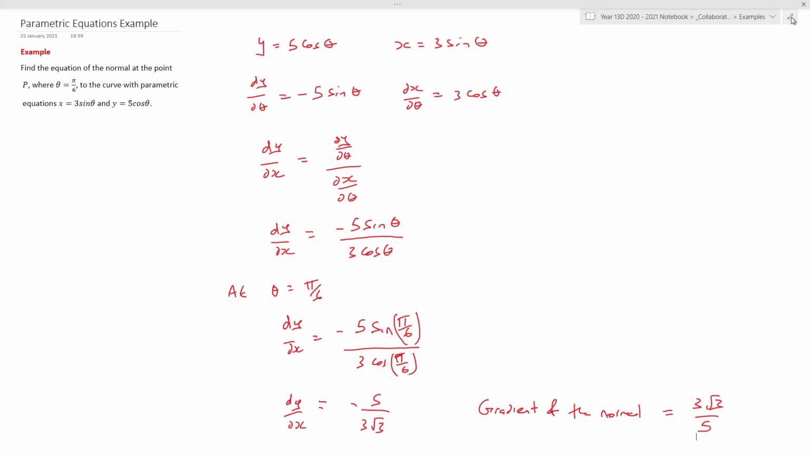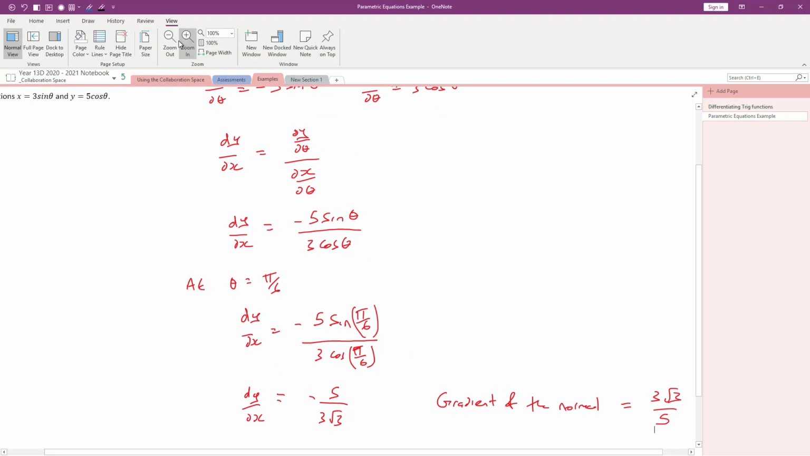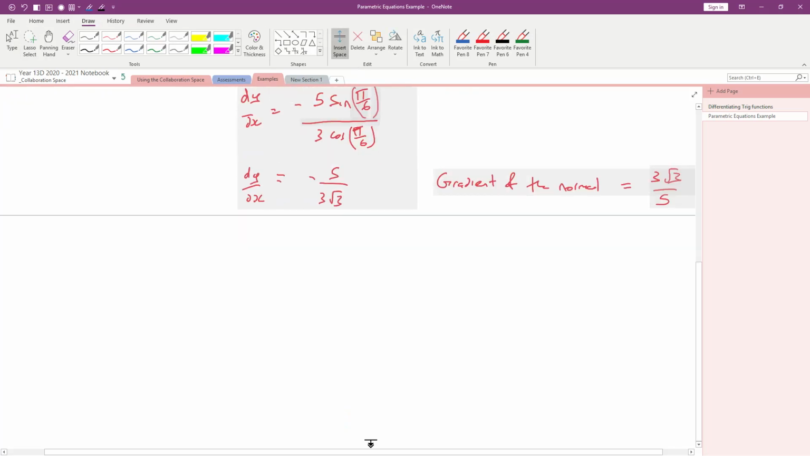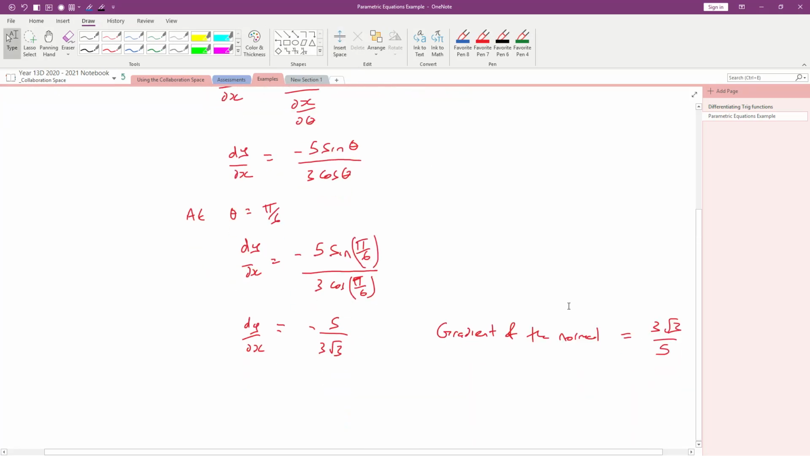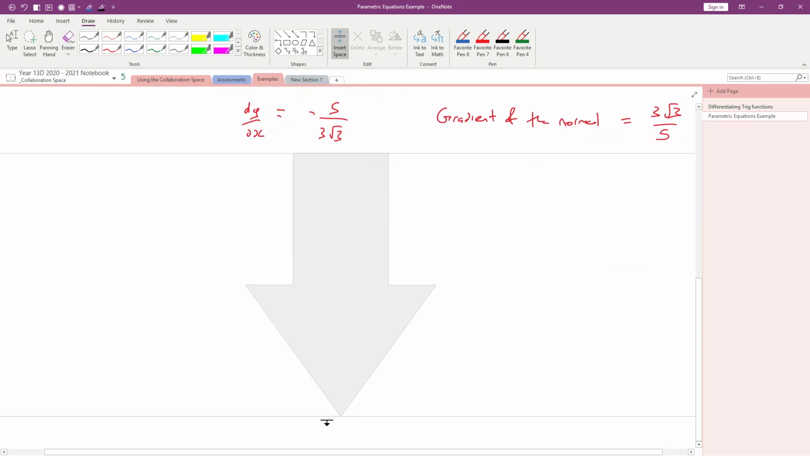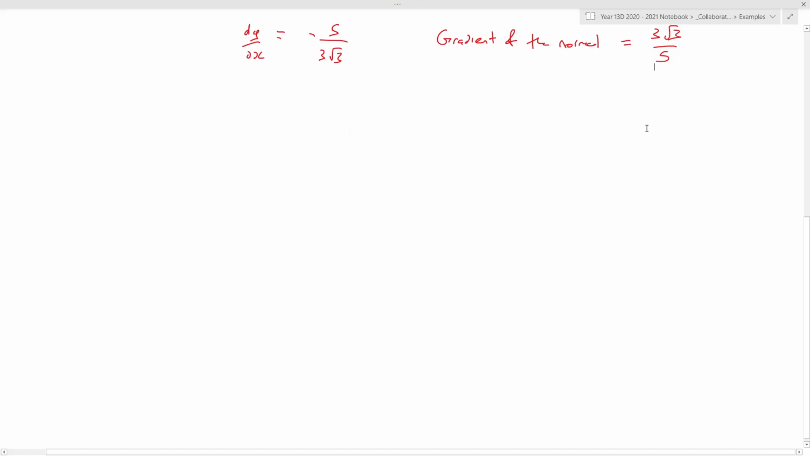So let's do that. We just get a bit more room on this page. Oops. So if we just make a little bit more room, there we go. If you need to rewind and pause, do that. Right, so we need the coordinates at this point. So it's saying now find the coordinates of x and y.